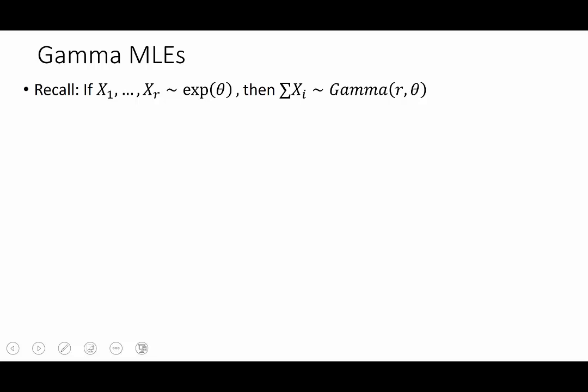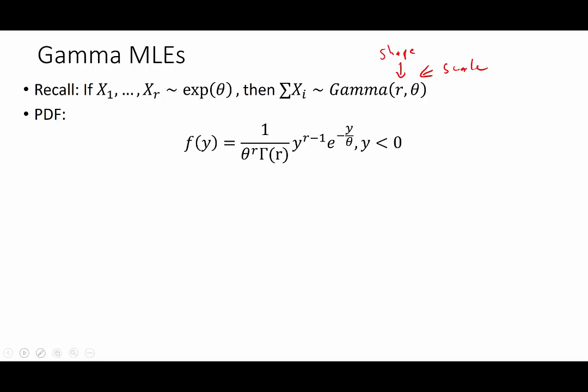Well, I'm not going to go through all the explicit details of these, but I did want to recall a couple quick facts about the gamma. You'll recall that if x1 through xr are exponential with parameter theta, then the sum of the xi is a gamma random variable with parameters r and theta, and we call r in this case the shape parameter, and we call theta the scale. So using this fact, along with moment generating functions if you like, or convolutions if you like, you can derive a formula for the PDF in the situation where r is an integer, and then you can extend that to the case where r is not an integer using the gamma function.